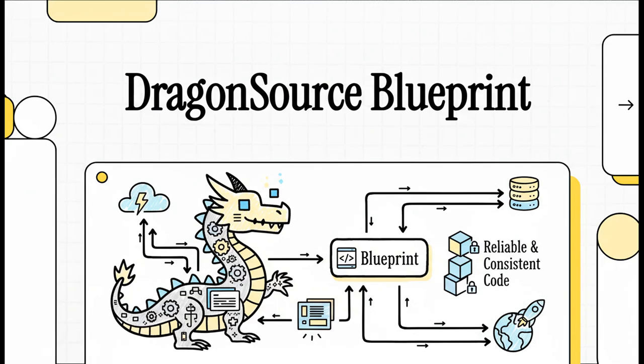Welcome to The Explainer. Today we're diving into one of the biggest headaches for anyone in software. I'm talking about deploying code. We're going to break down the DragonSource Blueprint, a really interesting framework that's designed to make deployments reliable, consistent, and possible in just about any environment you can think of.